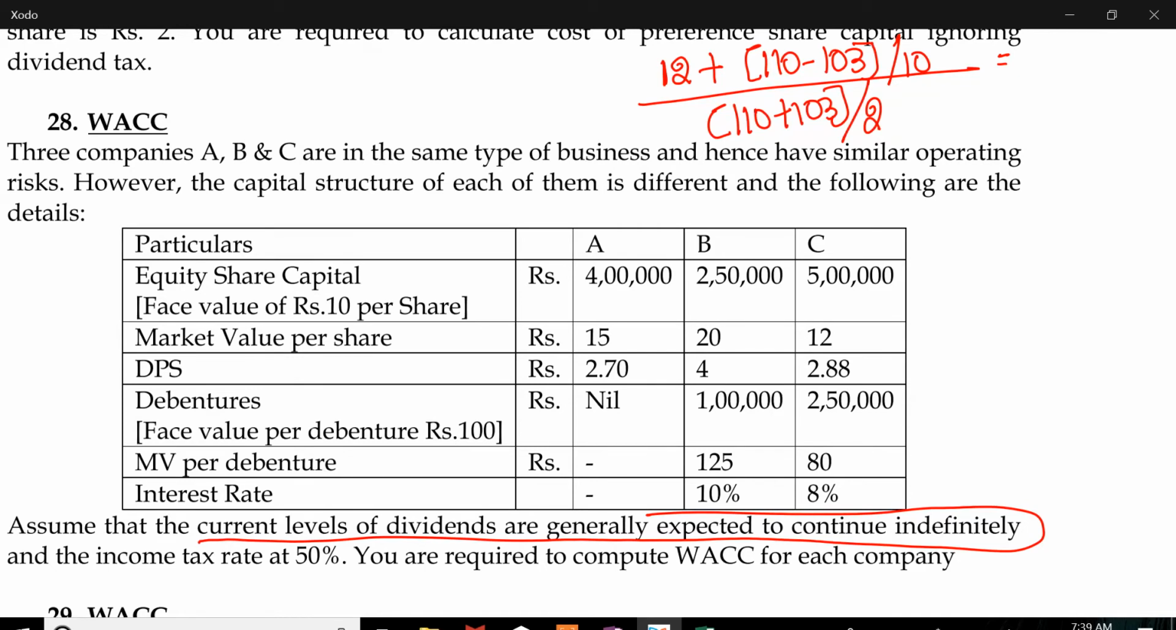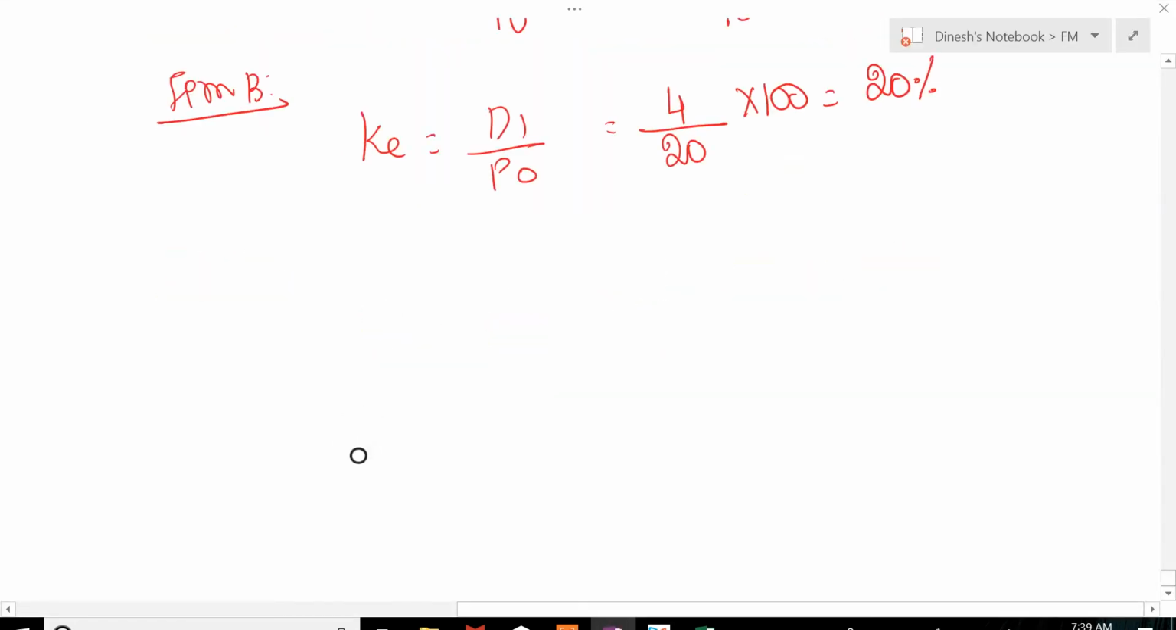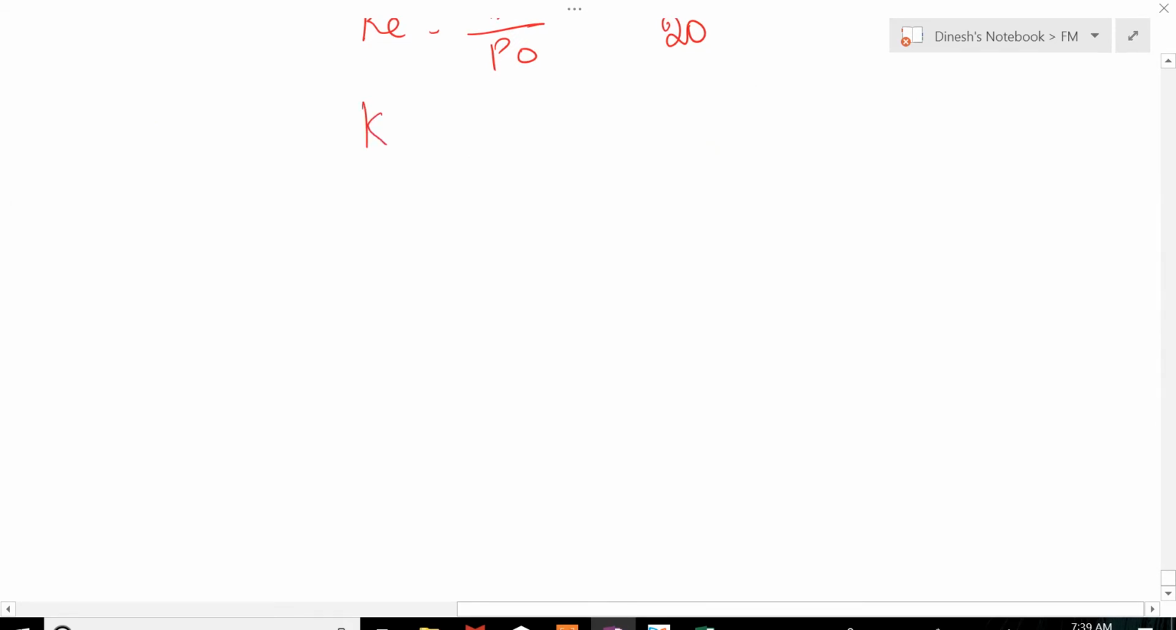The question has talked about 1 lakh debentures and all. I'll do my calculation for only one debenture. Face value per debenture is 100. We will restrict ourselves to one debenture because the calculation is going to be repeated for all. Now write cost of debt, KD, equal to interest after tax by net proceeds.